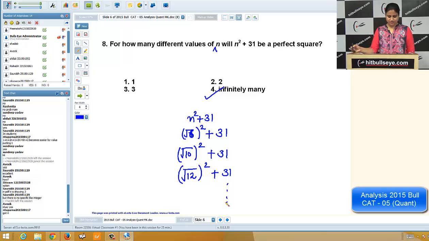I think in the paper the answer was either the first option or the second option, but the answer in this case should be the fourth option, infinitely many. Since there is nothing mentioned about n, we will plainly take that n is a real number only.